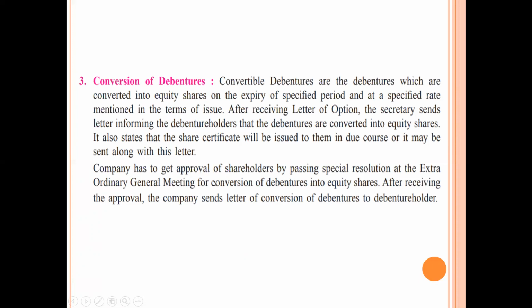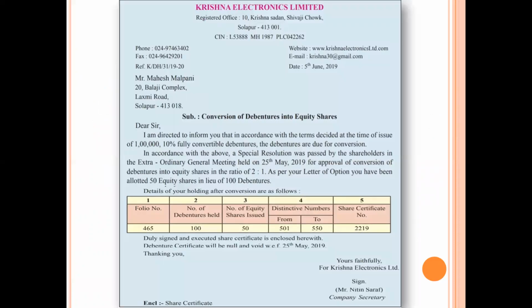The company has to get the approval of the shareholders by passing a special resolution at the EOGM for conversion of debentures into equity shares. After receiving the approval, the company sends the letter of conversion of debentures to the debenture holders. So class, this is the topic that we are going to study, and we'll see how the letter is written by the secretary to the members informing them about the conversion of debentures into equity shares. So this is the letter, class.